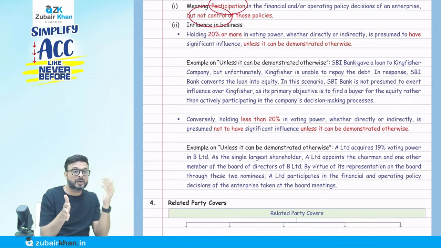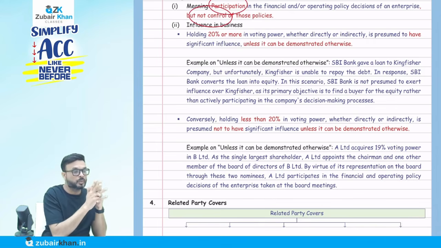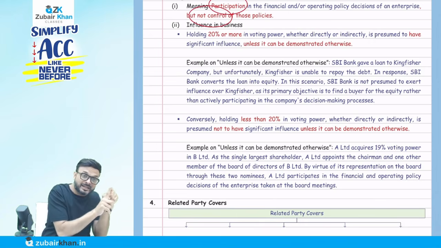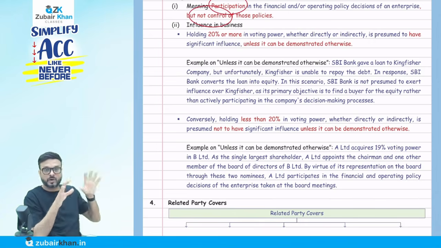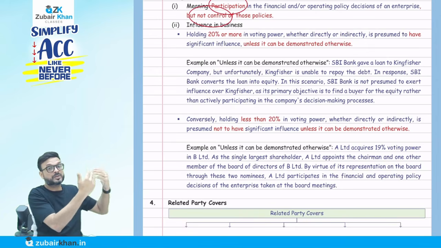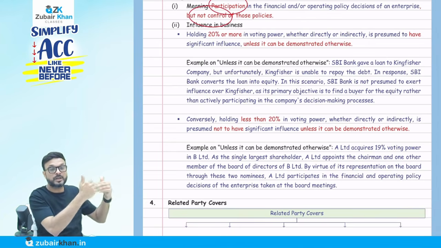SBI thinks that they are not able to repay the loan. So they requested Kingfisher to do one thing: convert the loan into equity. I'm repeating, we all are SBI Bank. We are requesting Mr. Vijay Mallya to convert the debt, the loan that we have given, into equity.